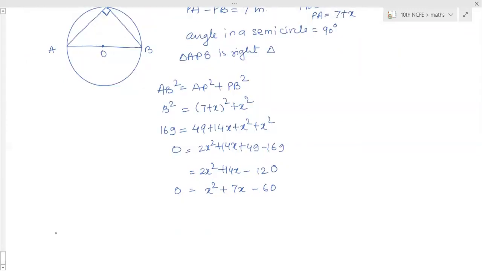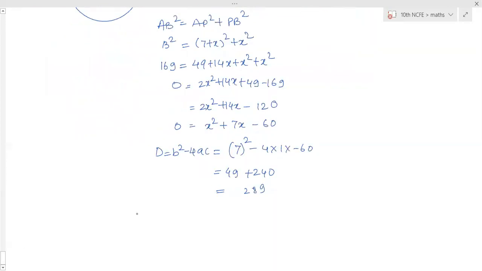So we have to find out the value of D, that is b square minus 4ac. It should come out as a real number, then only we can factorize it. Otherwise, we cannot factorize. So b square means 7 square minus 4 into 1 into minus 60. 49 plus 4 sixes are 24, 240. So it is 289. So D is greater than 0. So therefore, the sides can be found out.